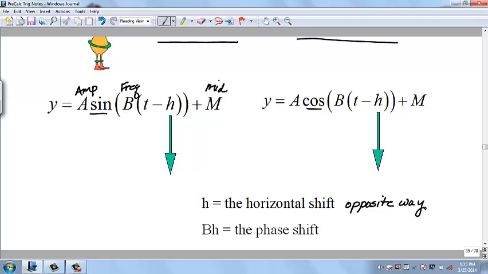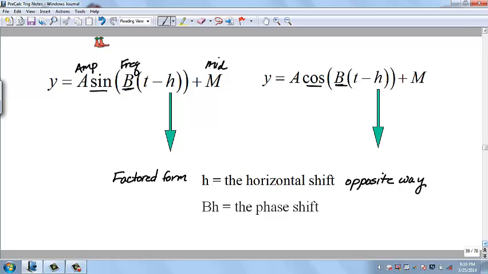Okay? One thing I want you to make sure that this is in factored form. When I say that, that means my frequency has been factored out and there's another parentheses on the inside. Now if you'll see this thing called BH is the phase shift, which means that if I would multiply this here, I would have BT minus BH. And so sometimes you see it like this.